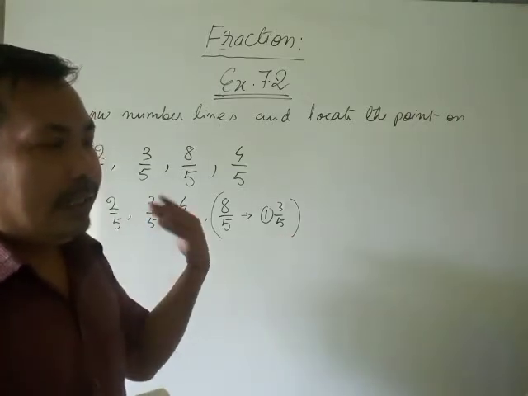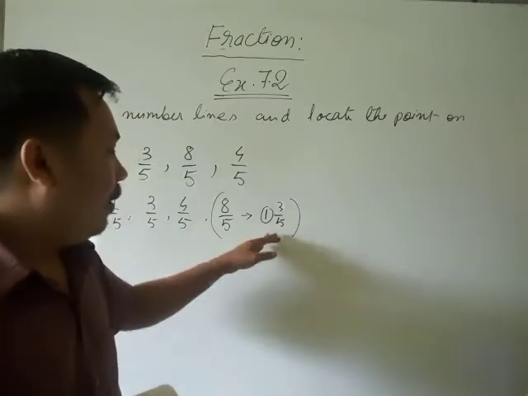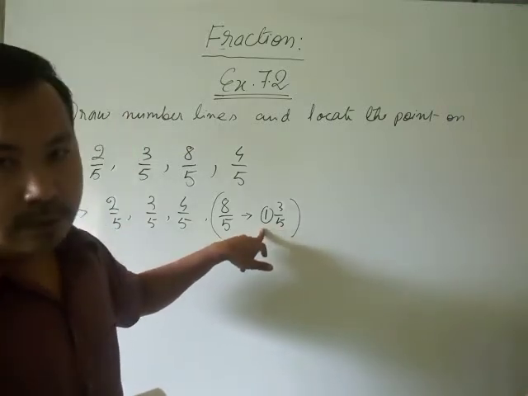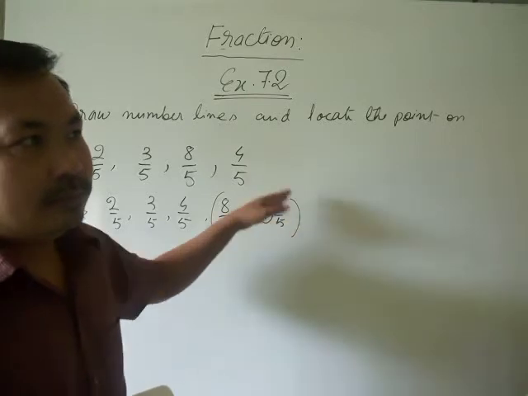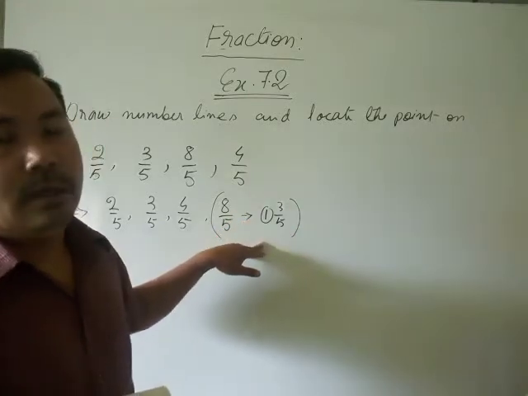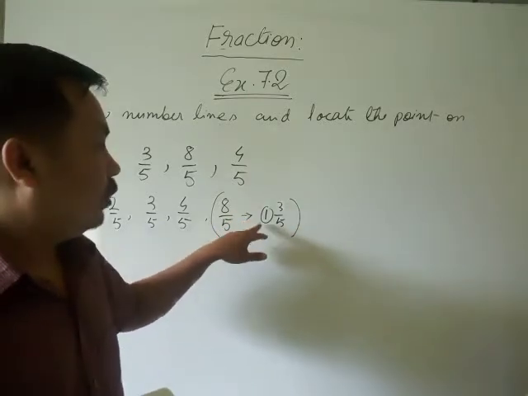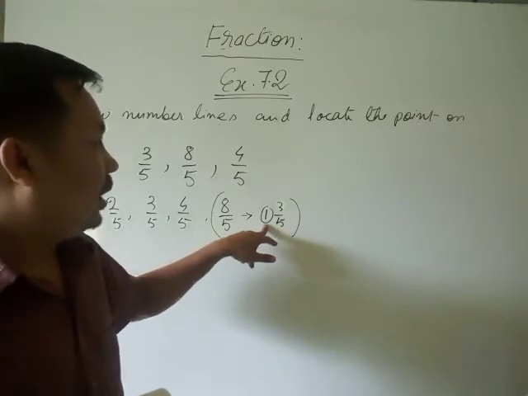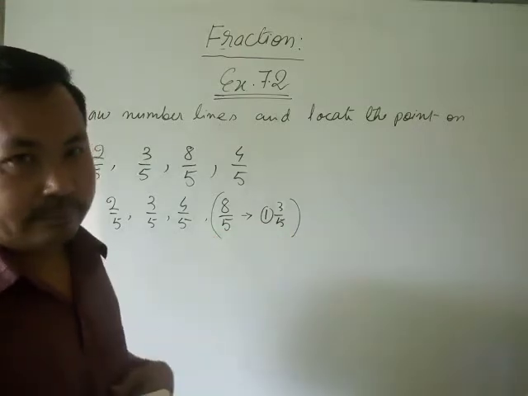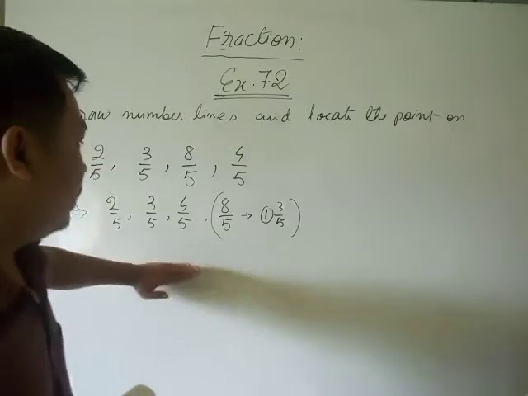If it is an improper fraction, then we have to find out the whole number. It is 1, just beyond 1 but before 2, isn't it? Between 1 and 2. If it were 2 here, then it would be between 2 and 3. Now it is 1, so between 1 and 2. So let us try to find this out.